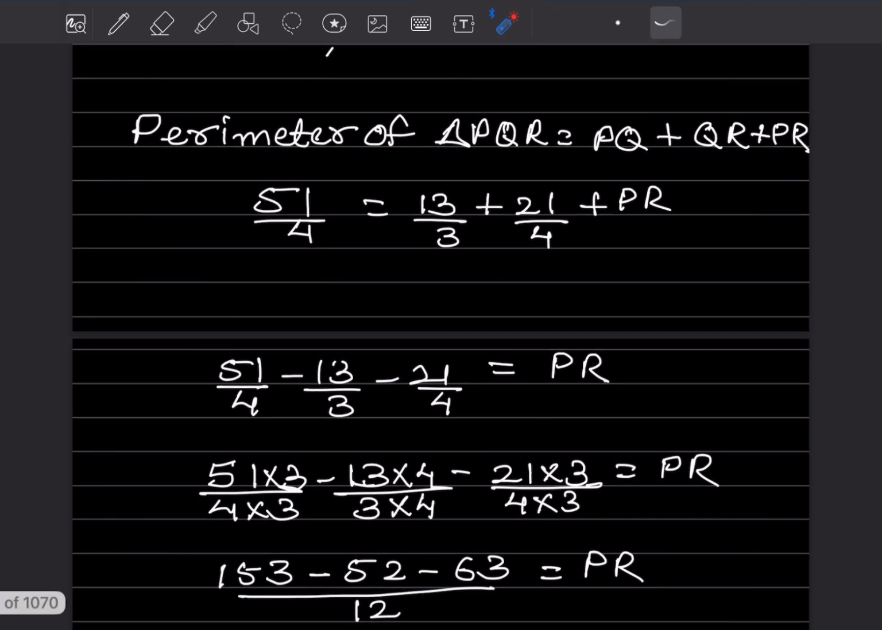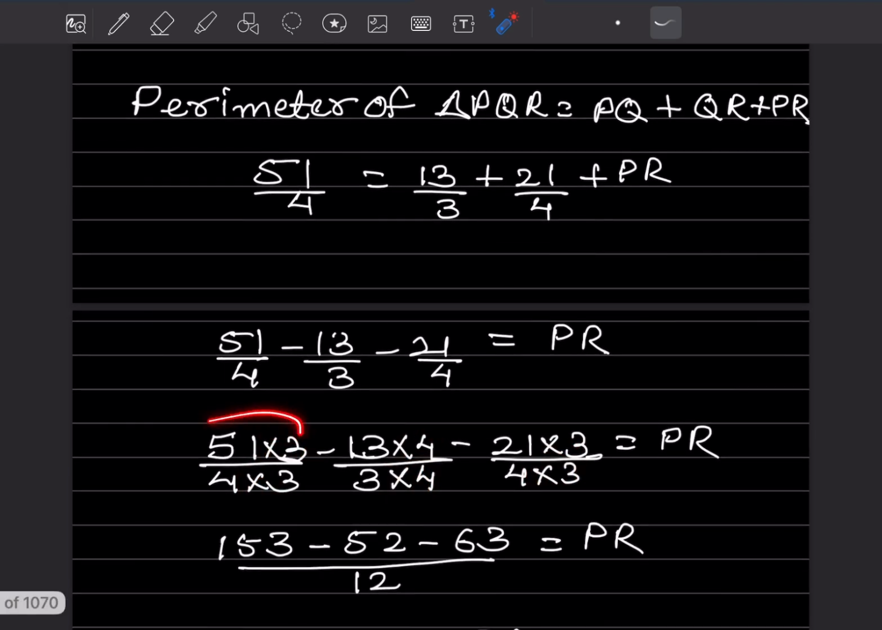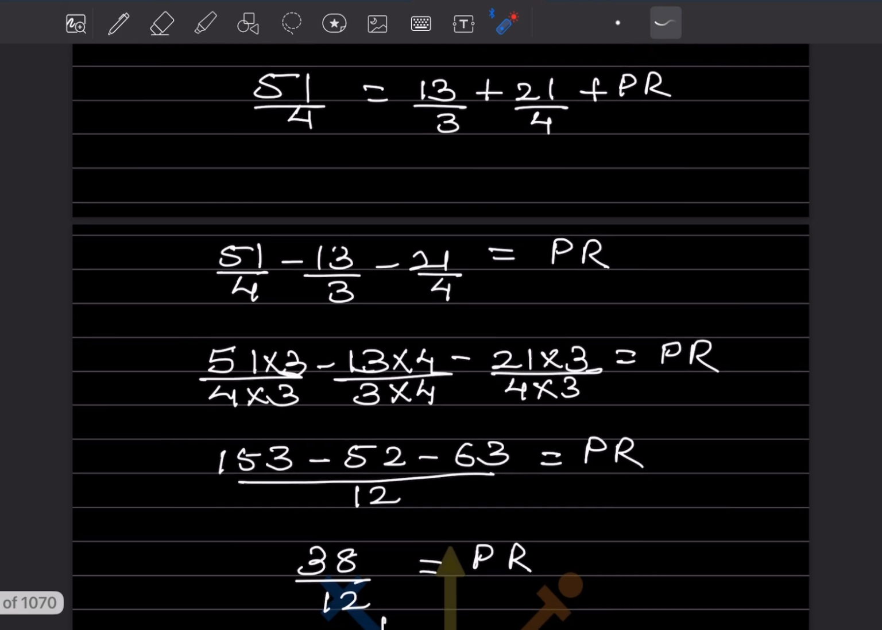So now you can see here the denominators are different. So this will be 12. So this will be multiplied by 3, this by 4, and this by 3. So this comes to 153 minus 52 minus 63 by 12. So when you solve this part, you get 38 by 12 PR.